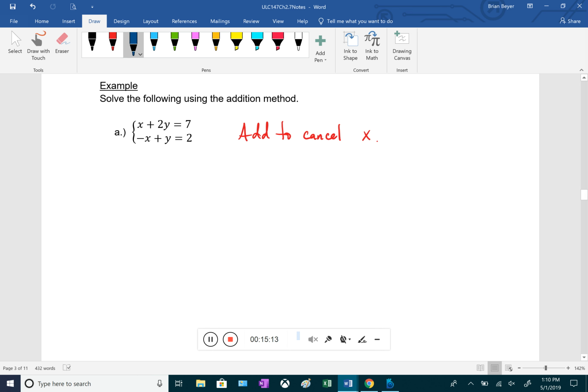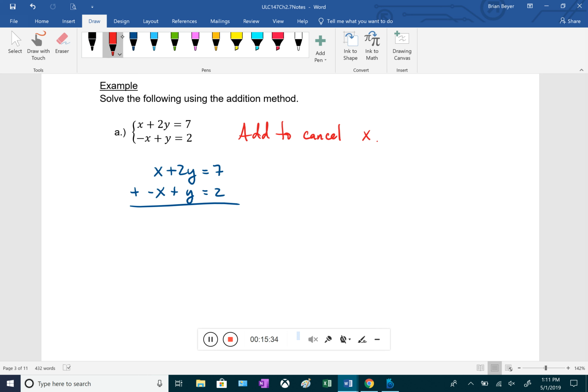Okay, so if we add these together, that's going to be x plus 2y equals 7 plus negative x plus y equals 2. And we're going to add them up. So you add them right down the column. So they're both in the proper form. We have the x and then the y equals the constant. So we add them down.